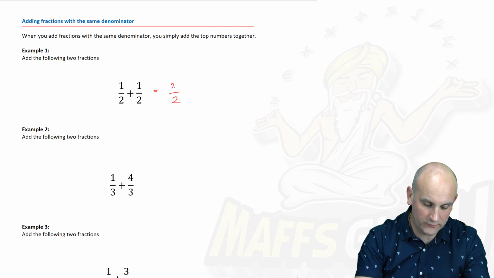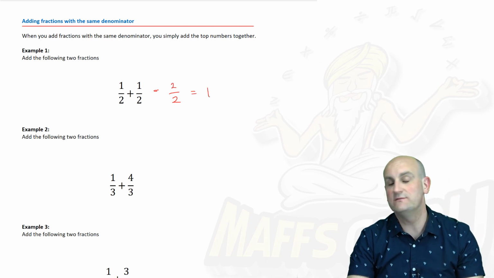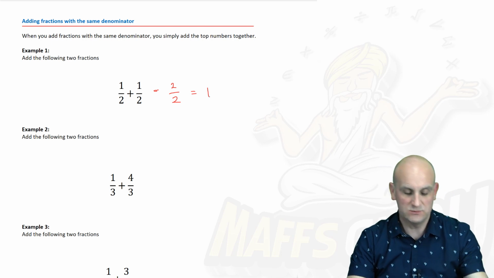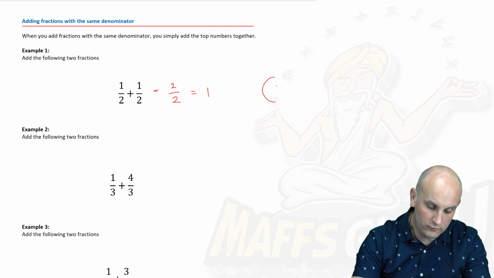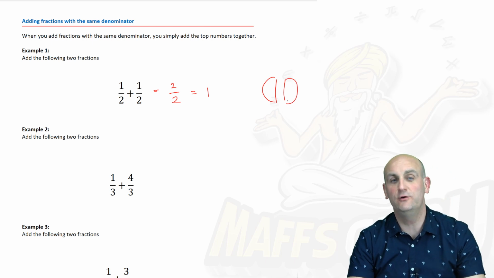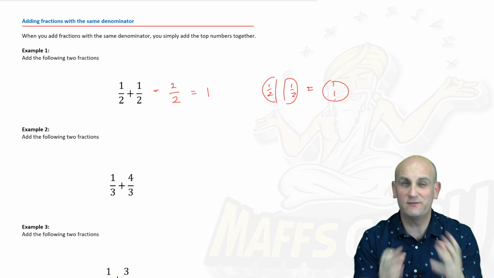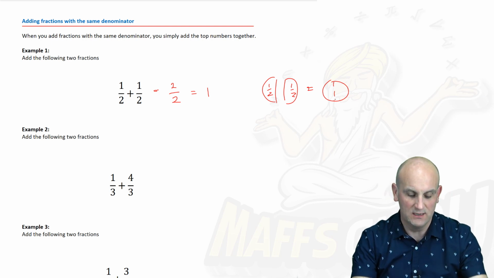So 1 plus 1 is 2, and then 2 divided by 2 is 1 whole one, because anything divided by itself is 1 whole one. And I tend to like drawing diagrams. So if you imagine that that is, really badly, 2 halves of a cake, when I put those 2 halves together, oops, let's do that properly, what do I get? I get a whole cake. And I love cakes or pizzas or anything that's a circle because it helps me.